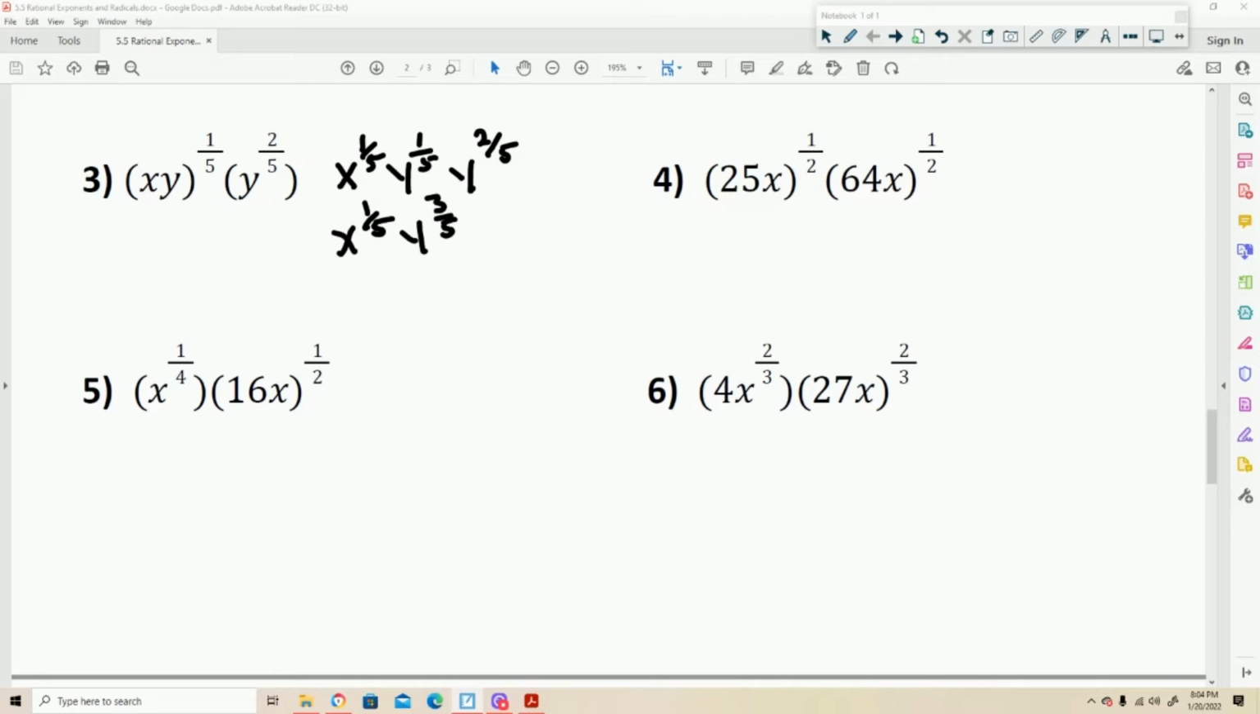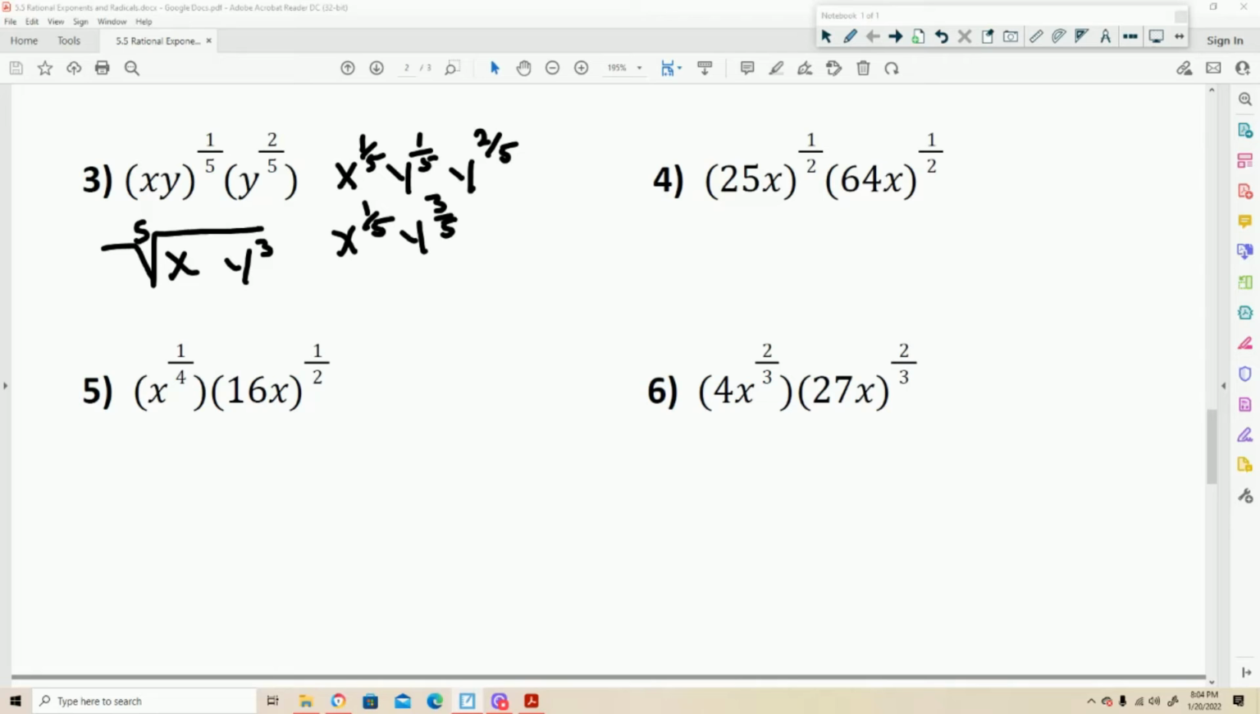So again, as long as they have the same denominator, we can put them under the same radical sign. So we put an x here, a y here. They both have a denominator of 5, which goes here. The top number is the exponent of 1 on the x, which I'm not going to write, and an exponent of 3 on the y. Okay, and that one's finished.